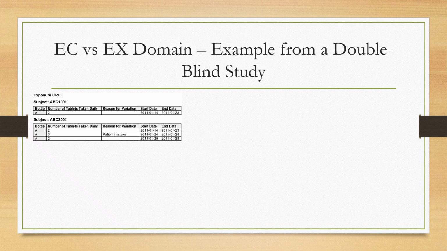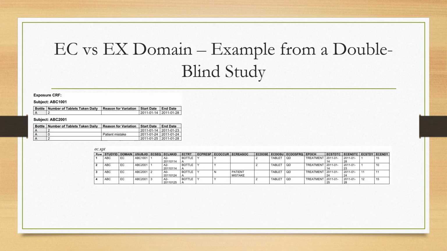After the 24th of January, the subject again started taking the drug daily, starting from 25th of January and continuing till 28th of January 2011. So this is the data which we have collected on the CRF form. Now let's see how it will be populated in the EC domain.